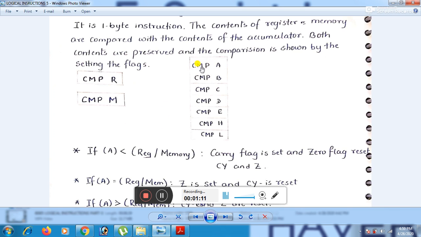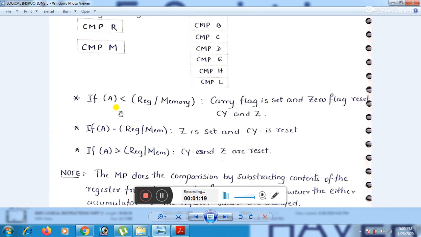Fine. So that is, you can say CMP A. So you can compare accumulator with accumulator, or you can compare accumulator with B, C, D, E, H and L. So these three conditions will arise when we compare. Comparison happens in 8085 by doing subtraction. So comparison is nothing but subtraction.